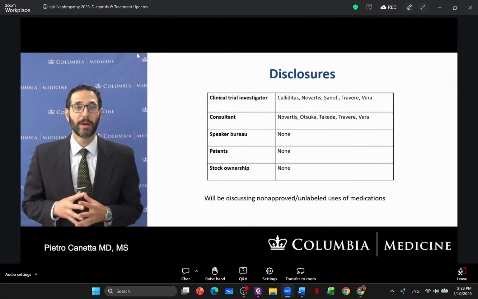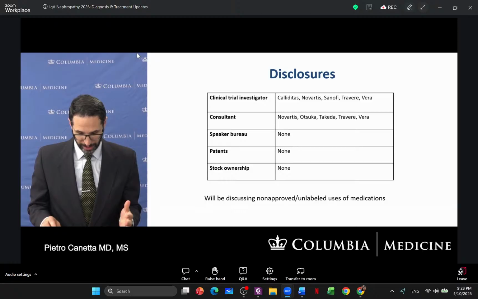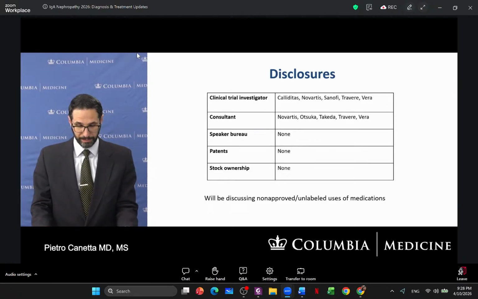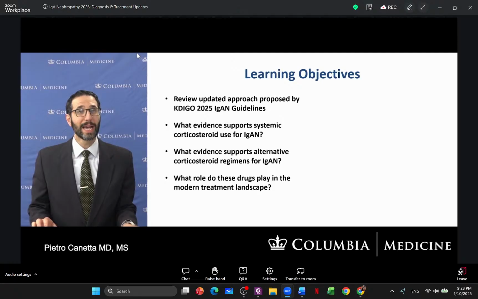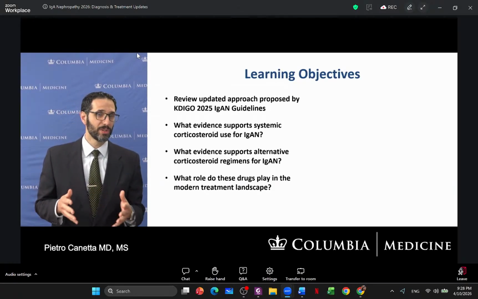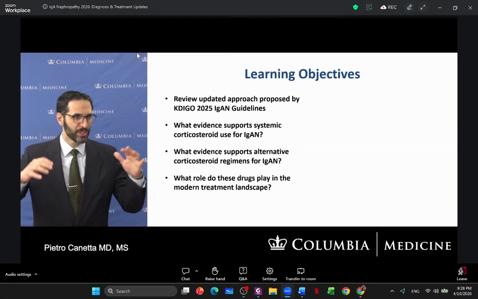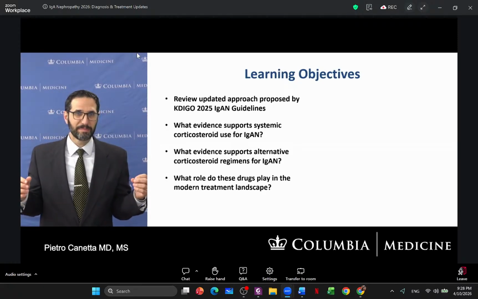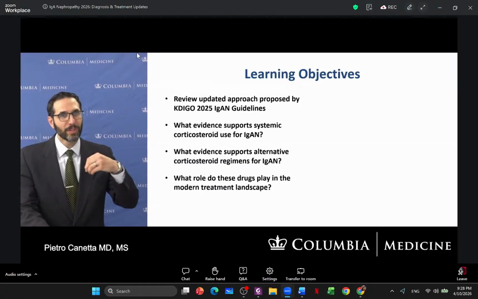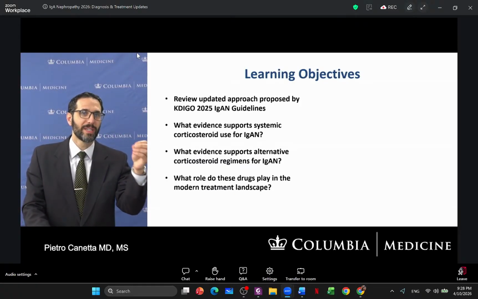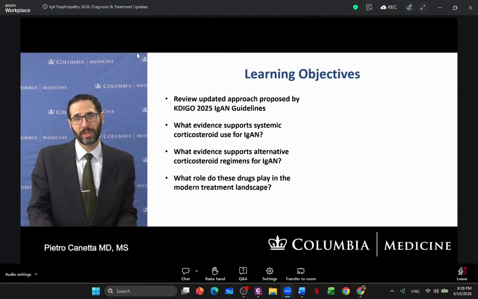So here are my disclosures. What I'm going to be speaking about is the treatment of IgA nephropathy from the standpoint of updated KDIGO guidelines, and I'll discuss the use of corticosteroids. So really, this is going to be kind of a review of KDIGO, but in the afternoon we're going to be going through each of the different types of non-corticosteroid agents that we have, and particularly the new agents.